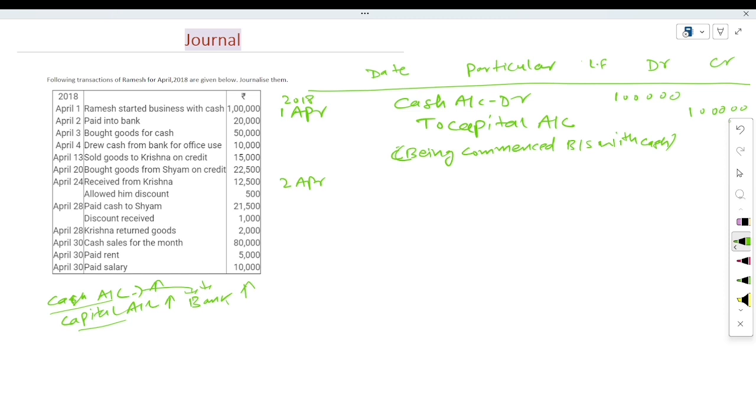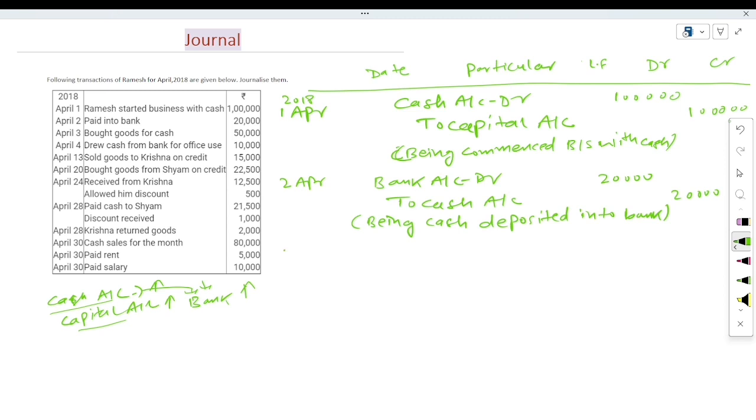Bank balance and cash balance, both are assets for the business. So increase in asset is debit, decrease in asset is credit. What is increasing here? Your bank balance is increasing, so the bank account will be debit. It means bank account debit to cash account. This entry will be passed here. How much amount? 20,000 and 20,000. You can write the narration also: being cash deposited into the bank.